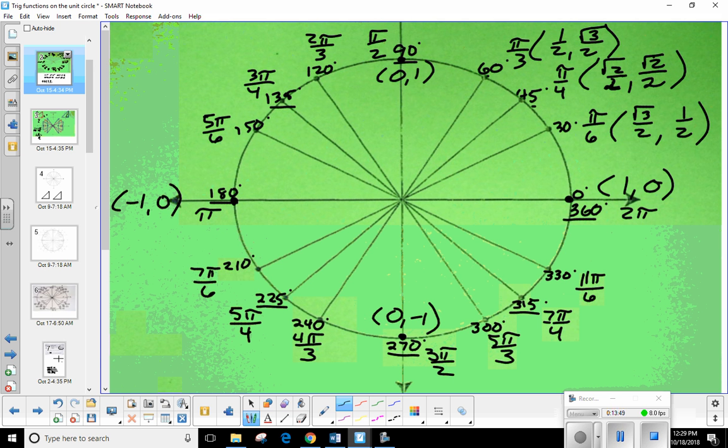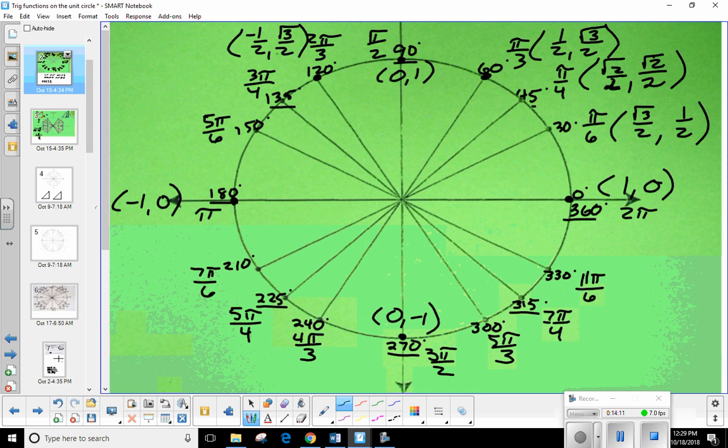So imagine I could fold this circle right down the middle. Well, wouldn't this point here at 60 correspond to this 120? Yeah. And since I know that coordinate there is 1/2, square root of 3 over 2, I know this one would be negative 1/2, square root of 3 over 2. All I'm doing is reflecting it over. I don't even have to worry about the triangles anymore.